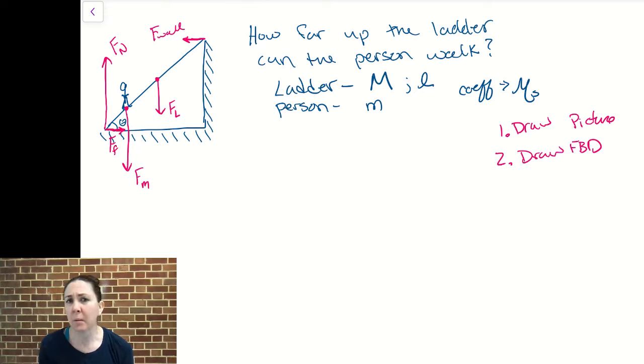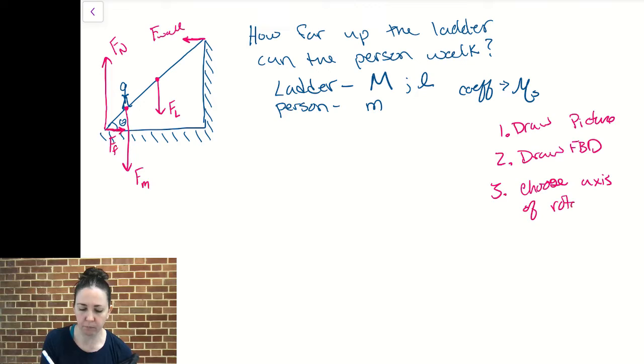So I'm going to go ahead to step 3, choose my axis of rotation. That axis of rotation that I choose, I'm going to pick it to be in a place that 1, helps me find what I want to know, and 2, makes the most torques disappear, because then it gives me less work to do. So while it might seem counterintuitive, I am going to pick my axis of rotation to be this point where the ladder meets the floor.